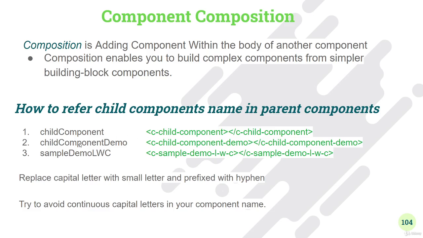If you have two capital letters like childComponentDemo, where C and D are capital, it converts into child-component-demo. And if you have continuous capital letters like LWC, you have to hyphenate each and every letter and also convert each letter into lowercase. This is how we refer to the component inside the parent component where we are embedding it. So let's go to our VS Code and try to understand this.